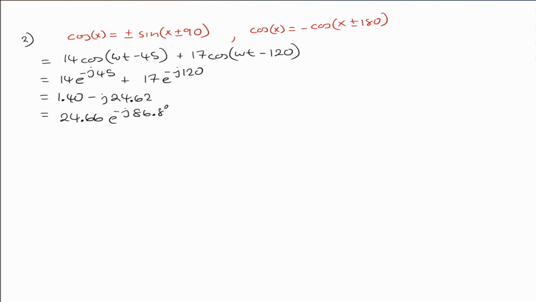So we can then convert that to the time domain by using our time domain to phasor domain relationship. And that is equal to 24.66 times cosine omega t minus 86.7, let's just write 75 degrees. And that's in amperes.